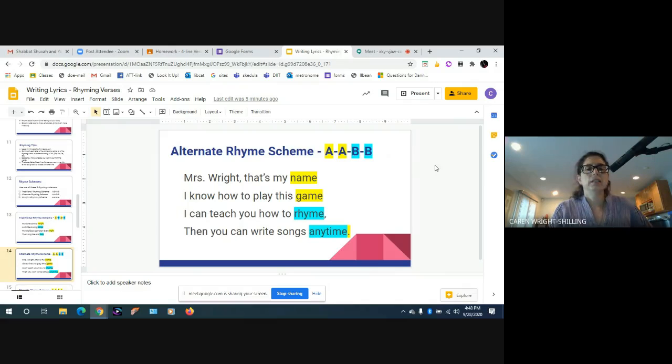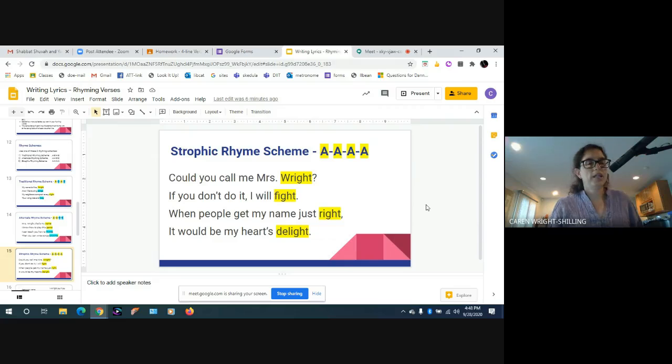The next one is AABB. So the first 2 lines rhyme, and then the second 2 lines rhyme. It goes like this. Mrs. Wright, that's my name. I know how to play this game. I can teach you how to rhyme. Then you can write songs anytime. Notice that rhyme and anytime have different numbers of syllables. Rhyme, 1 syllable. Anytime, 3 syllables. So name and game, AA. Rhyme and anytime, BB.